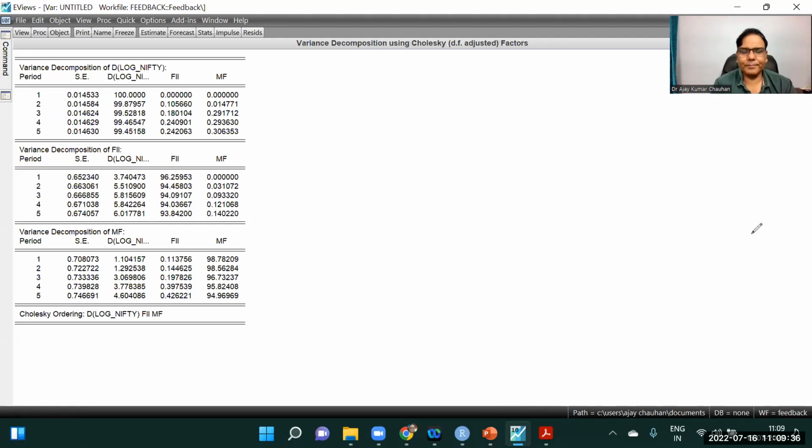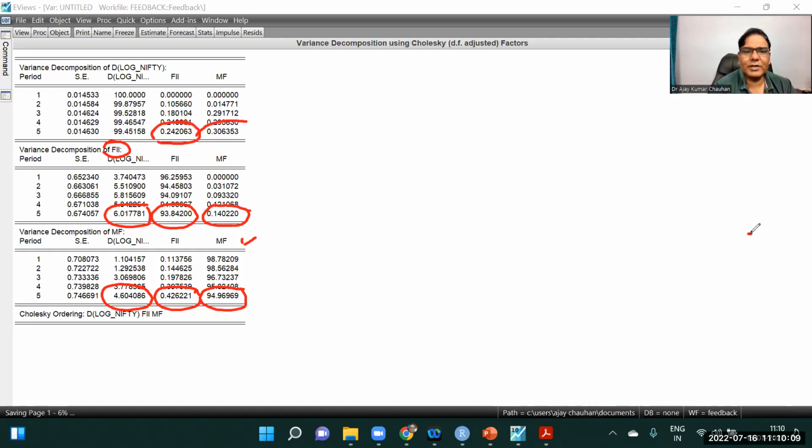The mutual funds, 4% are explained by Nifty, 0.42% are explained by FII, and 94% can be explained by their own behavior. Similarly, foreign institutional investors, 6% by Nifty, 93% by their own behavior, and almost zero by mutual fund. Nifty, 0.24% by FIIs, 0.3% by mutual fund, and 99% is unexplained.